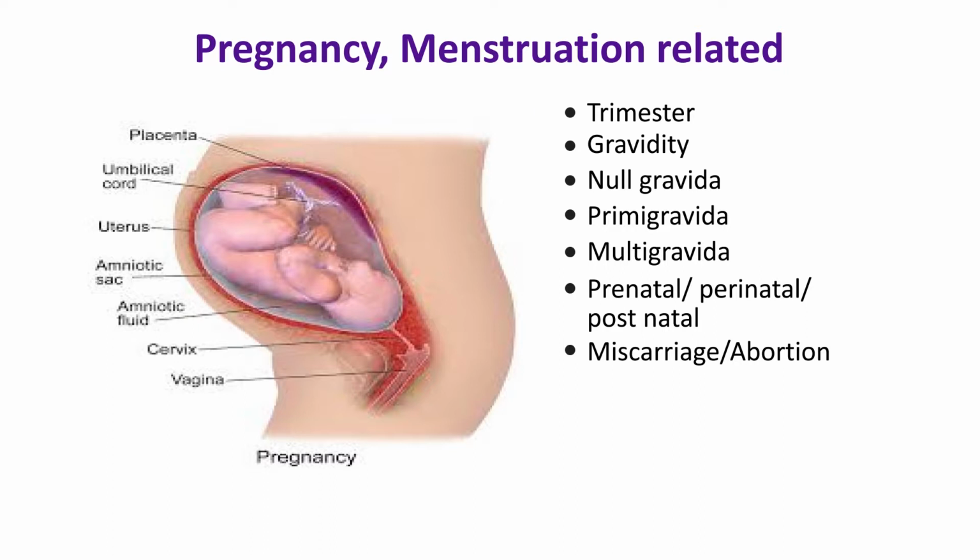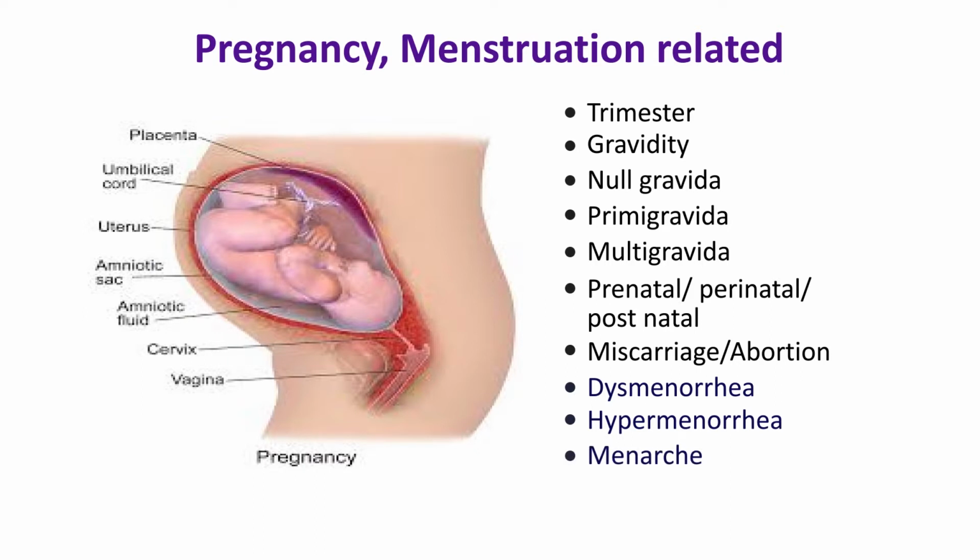There are several more specific terms of menstruation that you may need to know about. Dysmenorrhea means severe abdominal pain during menstruation. For hypermenorrhea, you may be able to guess its meaning since you already know the meaning of hyper. Menarche is the first time of having menstruation. Menopause is the time that menstruation ends. You will see more in the following slides.